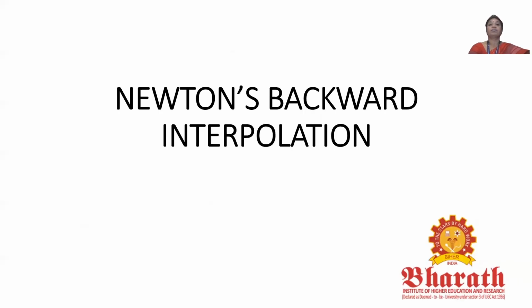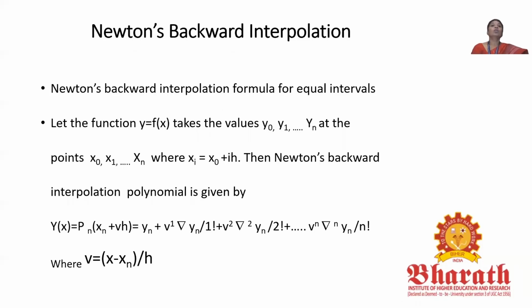Next is Newton's backward interpolation. So Newton's backward interpolation formula for equal intervals. We are taking it the same as the forward interpolation. Let the function y equal to f of x take the values y0, y1, etc., yn at the points x0, x1, etc., xn, where xi is equal to x0 plus ih. Then Newton's backward interpolation polynomial is given by this series.